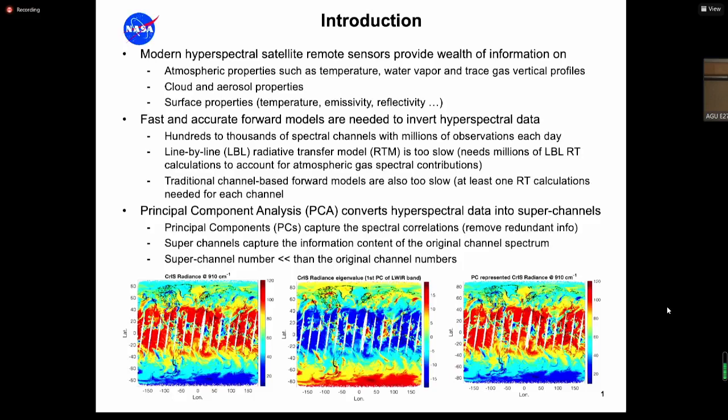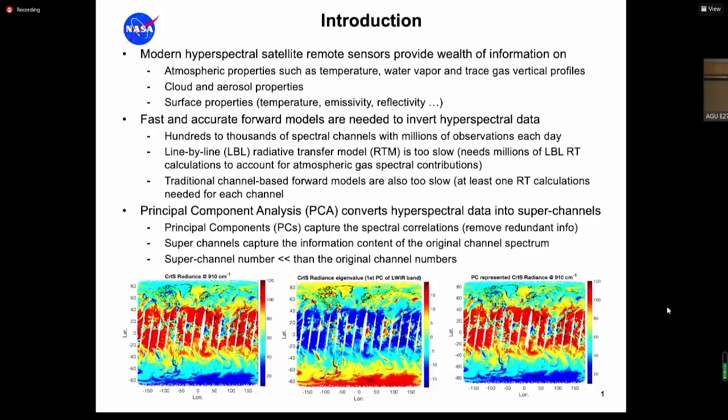I just want to demonstrate with these three plots. The PC is nothing mathematically abstract; you can see it. The definition of a super channel is the projection of your hyperspectral data onto a set of eigenvectors or principal components. We call it a super channel or PC scores. The first plot shows the radiance as a function of latitude and longitude for the CrIS instrument at the 910 wavenumber. So you can see the variation globally.